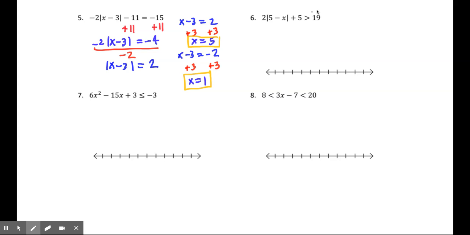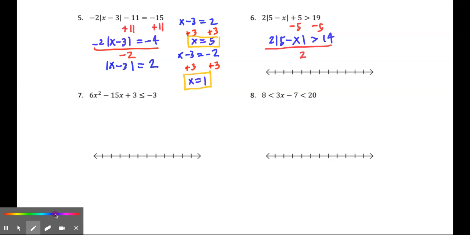Okay, so now you want to do something similar, but it's an inequality. So there's some extra things we need to keep in mind. But first, we do need to isolate the absolute value. So subtract 5. So you get 2 times the absolute value of 5 minus x is greater than 14. Then you divide by 2, and then you get absolute value of 5 minus x is greater than 7.